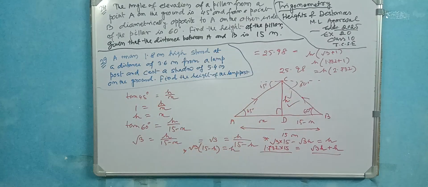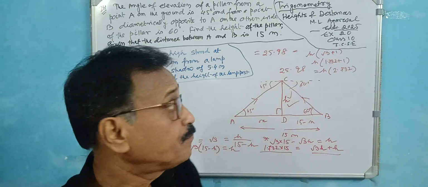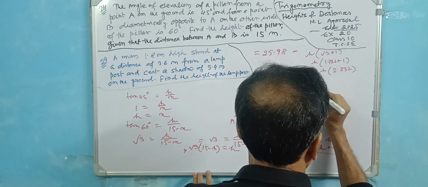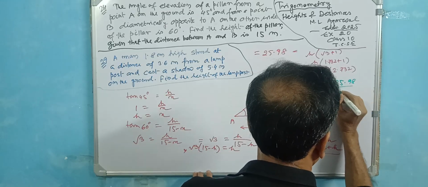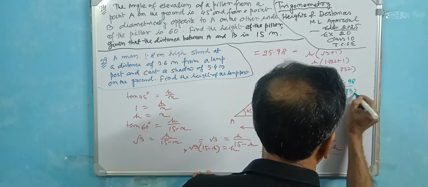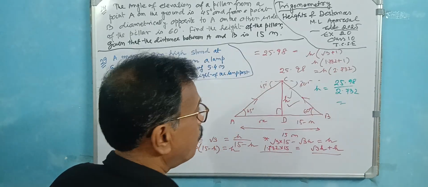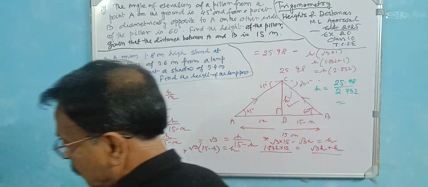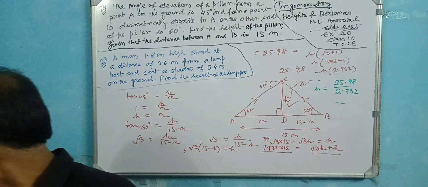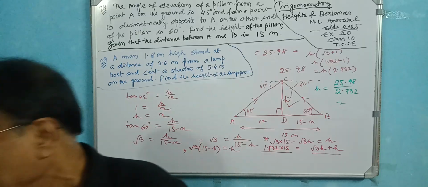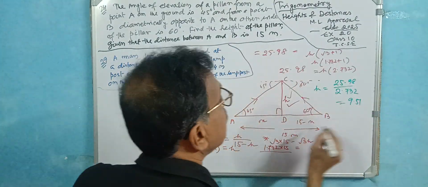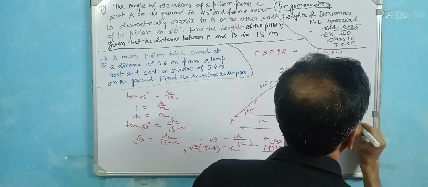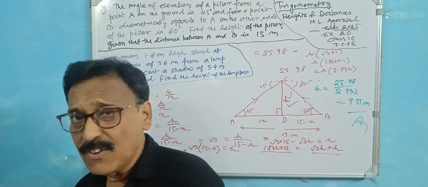Okay, it's clear. Now what is the value of h? h is equal to 25.98 divided by 2.732. What is the value of this? The value of h is 9.51 meter. So this is the answer. It's clear to you? Very easy.